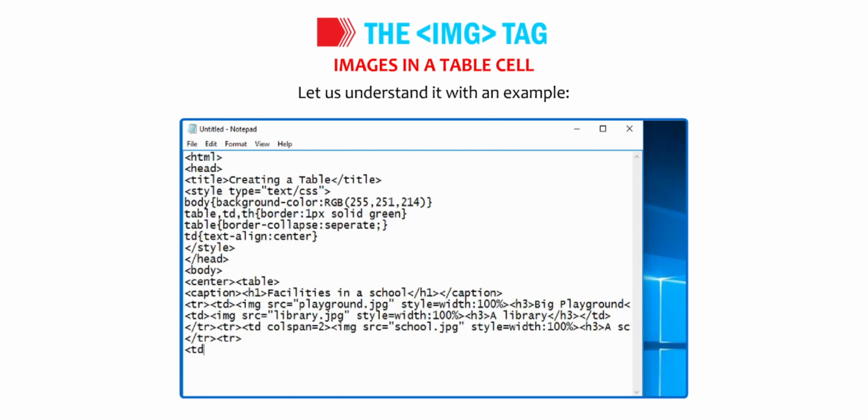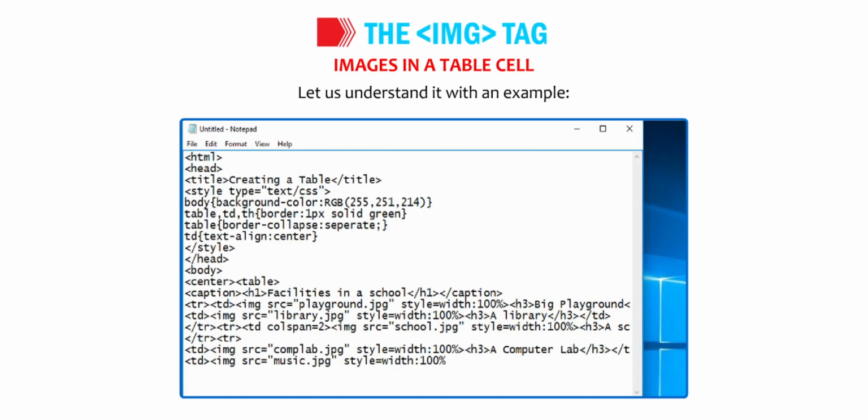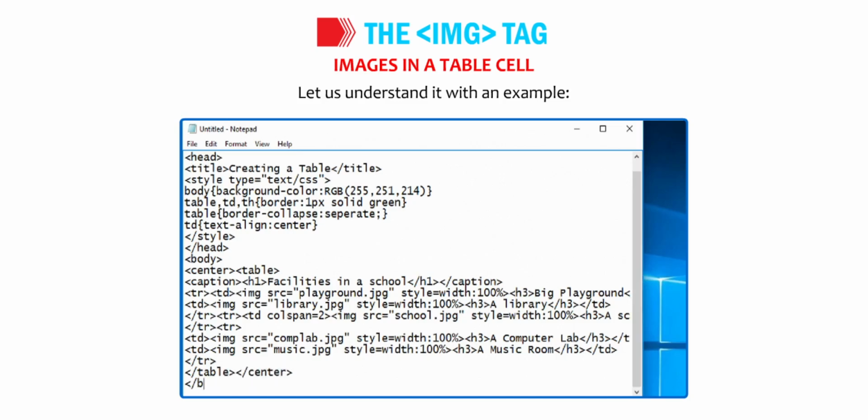/tr TD image src equals to double quote comp.lab.jpg double quote close style equals to width colon 100% H3 A computer lab /H3 /TD TD image src equals to double quote music.jpg double quote close style equals to width colon 100% H3 a music room /H3 /TD /tr /table /center /body /HTML.